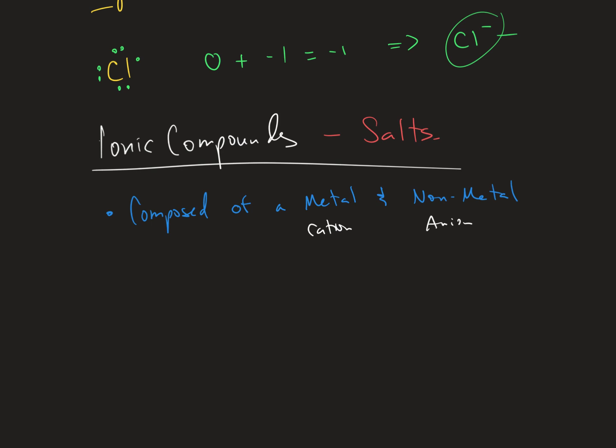Another thing you need to know about ionic compounds, they are always neutral in charge. So it's made of a cation and an anion. So the charges must neutralize. Otherwise, it won't happen. Okay? Has to be neutral. Covalent compounds, on the other hand, don't have to be this way. But ionic compounds must. Okay?